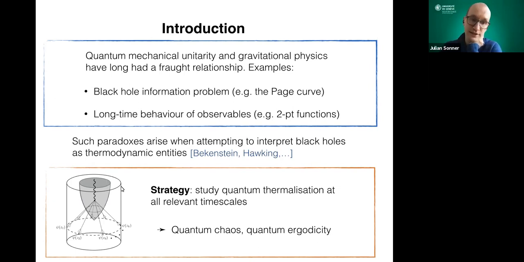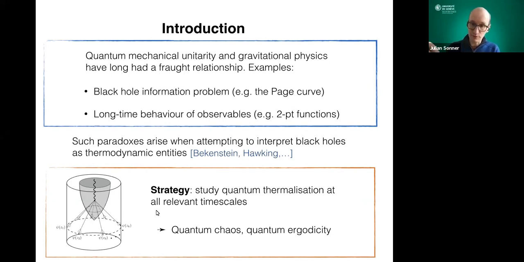What turns out to be the right framework to address these questions is that of thermalization, and thermalization at all timescales. This can be early timescales, intermediate and late timescales. What today's talk will focus on mostly is very late stages where we find ergodic behavior, and this ergodic behavior is strongly linked to quantum chaotic properties of the systems that are involved.